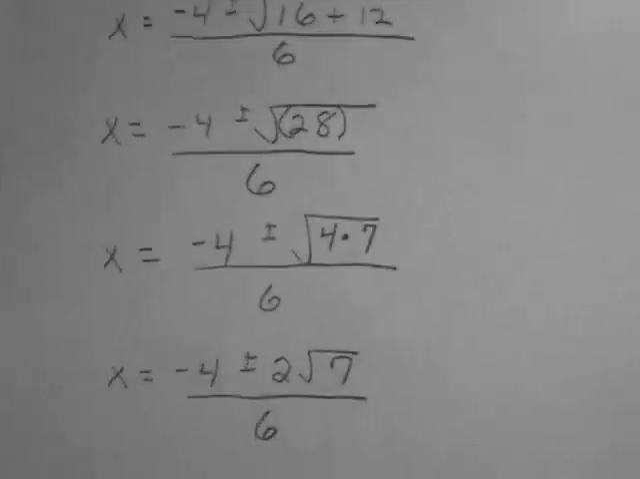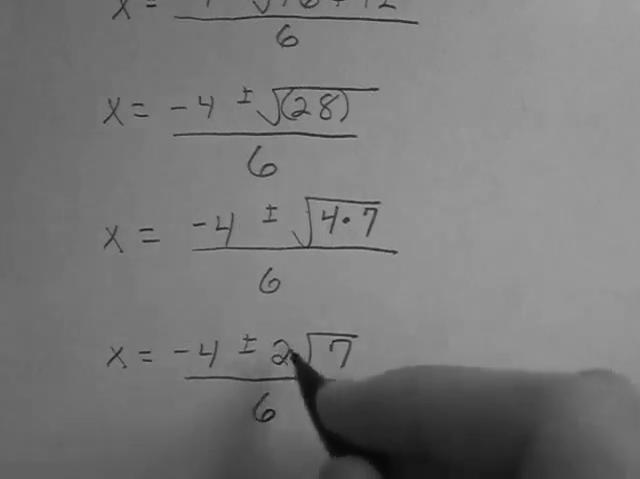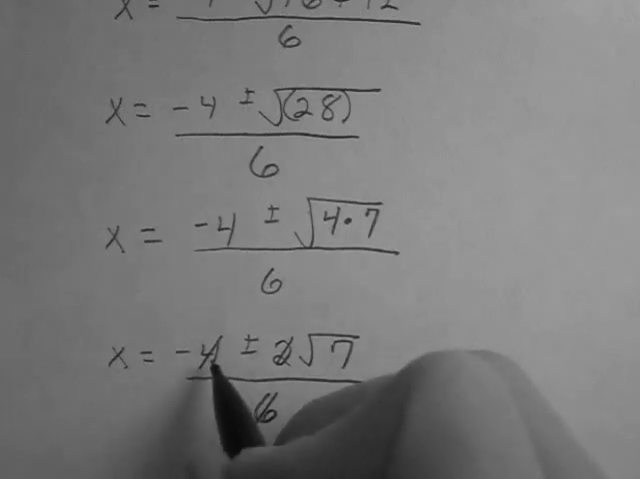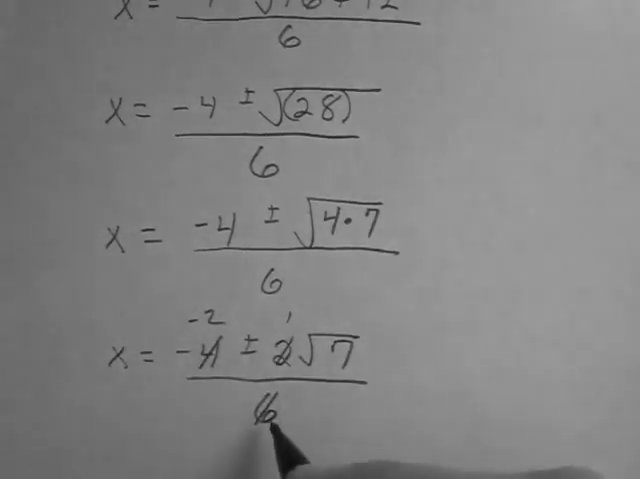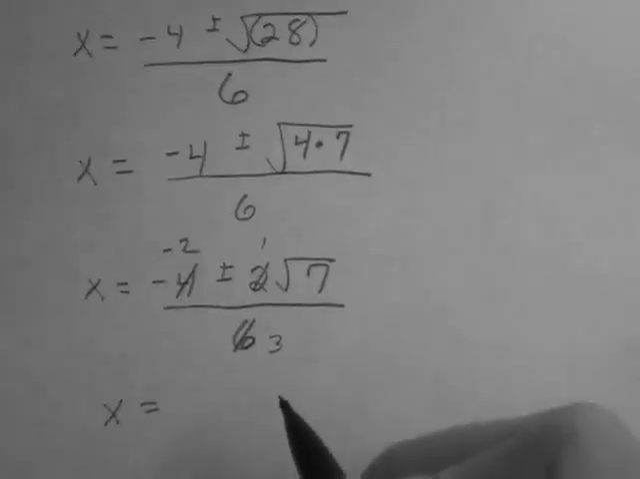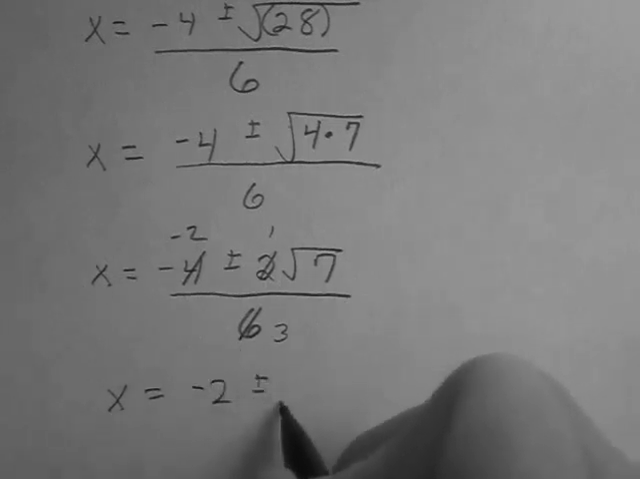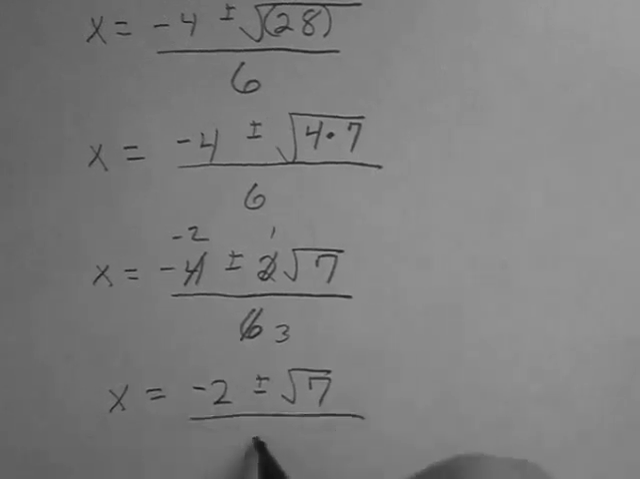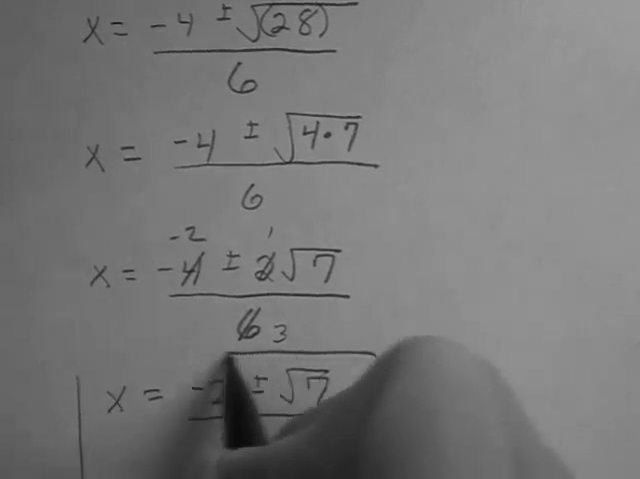Now that I have everything on the outside of the radical, okay, now I can simplify, and I can divide all of these terms by 2. And when I divide negative 4 by 2, I get negative 2. 2 divided by 2 is 1, and 6 divided by 2 is 3. So my final answer for this question is going to be x equals negative 2 plus or minus 1 square root of 7, but you don't have to write the 1, divided by 3. And that will be my answer.